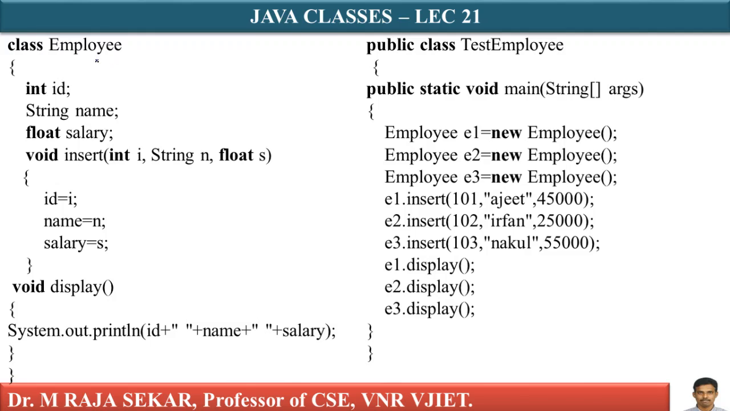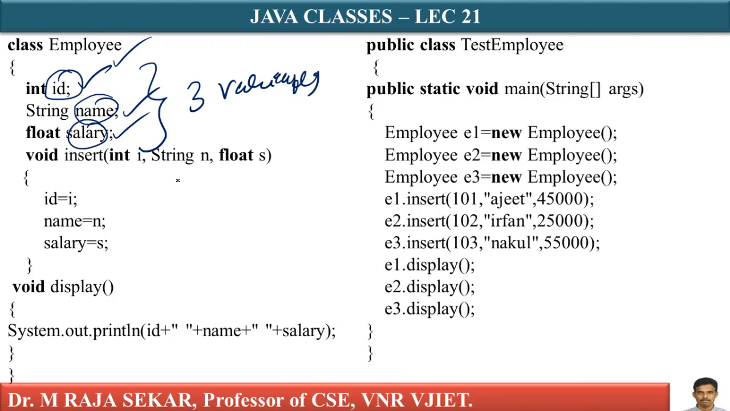Just see, this class name is Employee, in which I am keeping ID, name, and another variable, salary. Here I am keeping three variables. ID is an integer type variable, name is a string type variable, salary is a float type variable. In this particular class, how many variables do I have? I have three variables. And how many methods do I have? This is my first method, this is my second method.